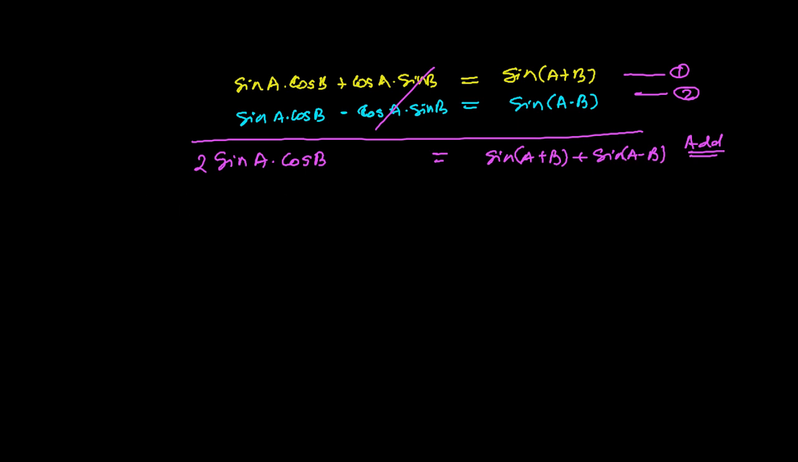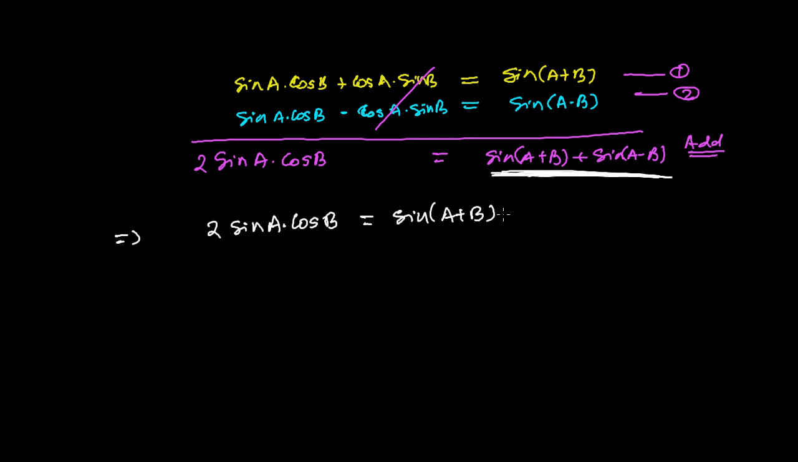So from here we get a new formula, meaning we converted the sum and difference form of the sine equation into the product form. So finally we can write that 2 sin A cos B is equal to sin(A + B) plus sin(A - B). This is another new formula, or new identity, you can say. We need to remember this, it is going to help us a lot.